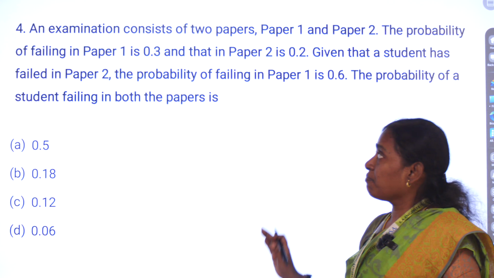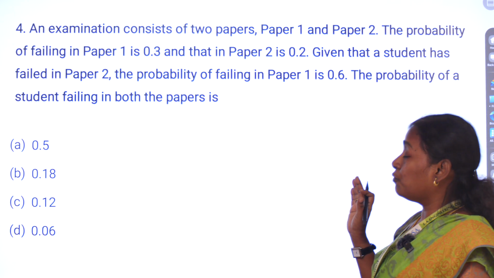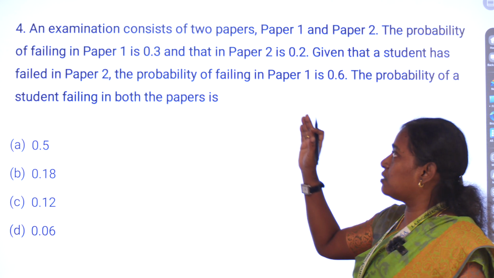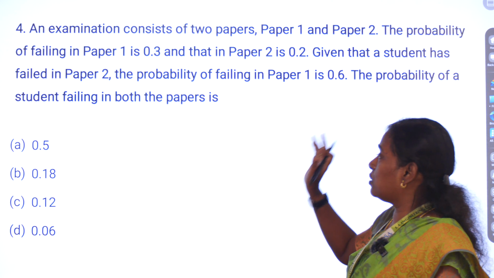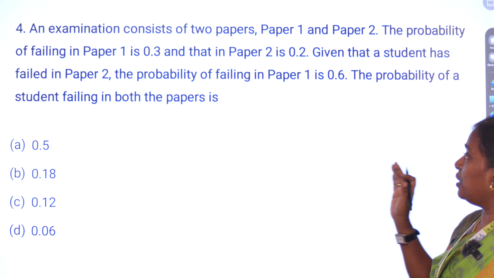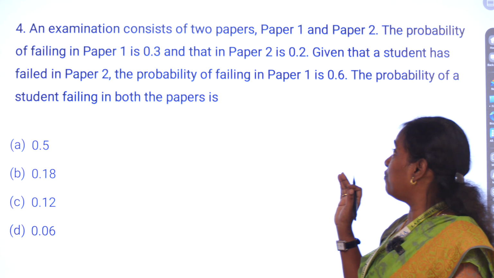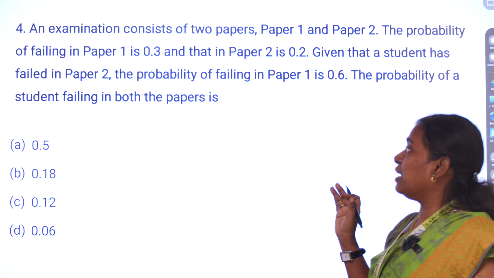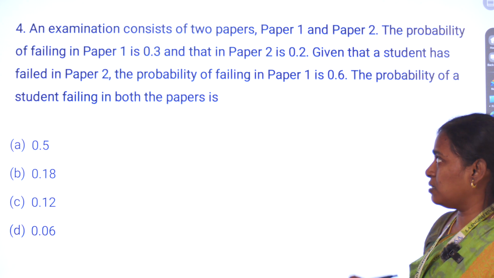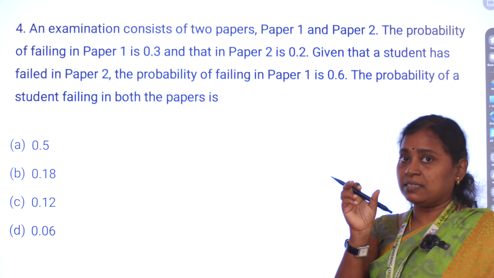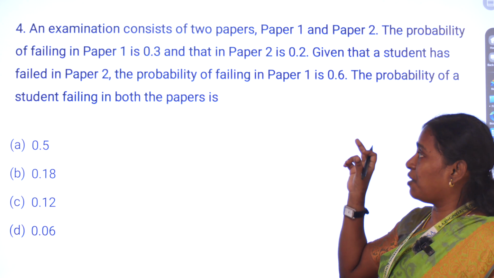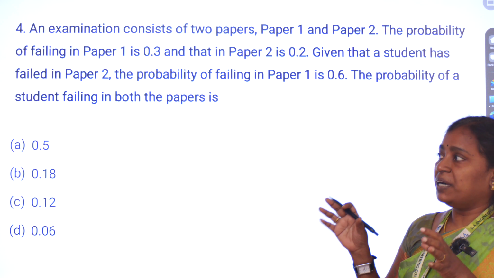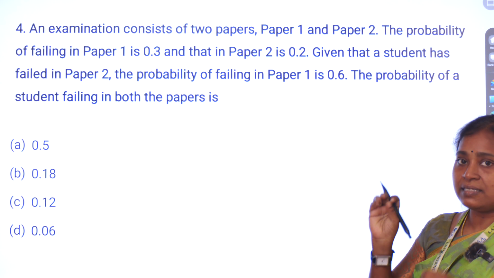Now next, an examination consists of 2 papers, paper 1 and paper 2. The probability of failing in paper 1 is 0.3 and that in paper 2 is 0.2. Given that a student has failed in paper 2, the probability of failing in paper 1 is 0.6. Find the probability of a student failing in both the papers. So you have to understand each and every sentence and then solve it. The question looks big, but it is very simple if you understand the sentences.